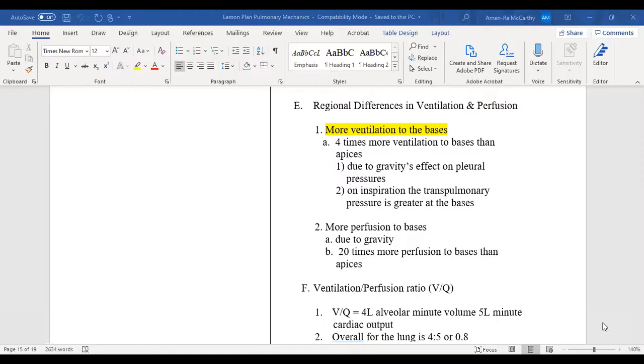And you would think since air rises that there would be more ventilation going on at the top, but that's not true. More ventilation is at the bases of the lungs than at the apices of the lungs. Okay, so this is the base of the lungs here. This is the base, the bottom. Apices at the top. What they're saying is you get more ventilation, more gas exchange, at the base of the lungs than at the apices. Well, how much more, Mr. McCarthy? Well, I'm about to show you.